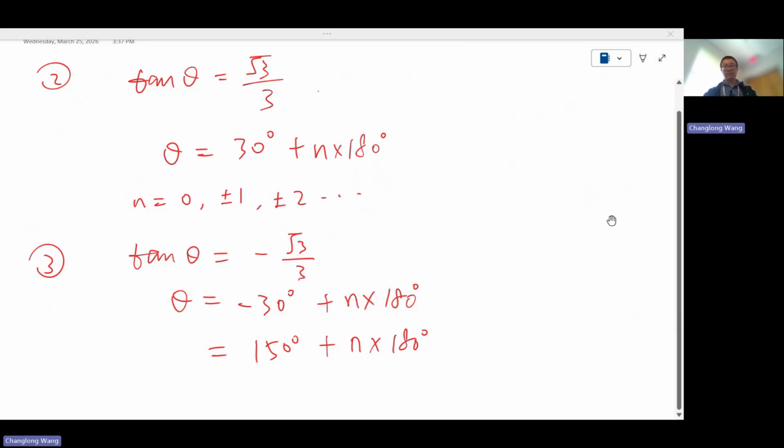All right, so I guess you guys are ready for the answer, right? It's plus or minus 60, right? But positive 60 for radical 3, negative 60 for negative radical 3. You add multiples of 180, right?